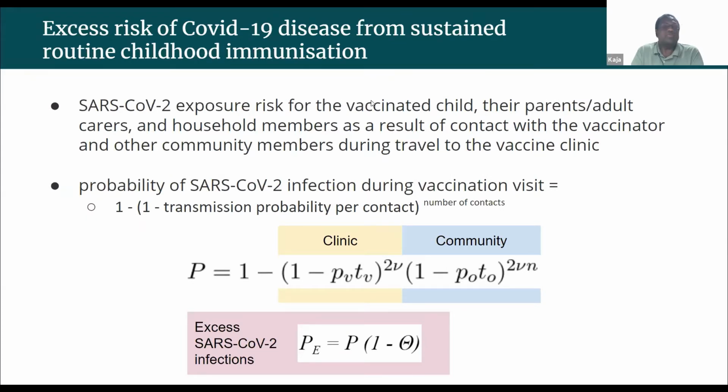And then once we have those estimates, we look at how many of those infections are primarily attributed to the immunization program, meaning many of those infections could have also taken place in the normal interactions in the community. So how many excess infections can be primarily attributable to the continuation of the routine immunization program. So thereby we estimate the excess SARS-CoV infections due to continuing the routine childhood immunization program. Next slide, please.